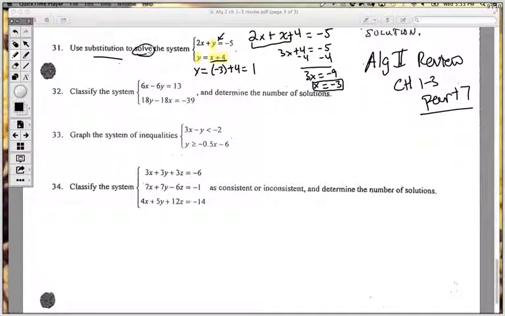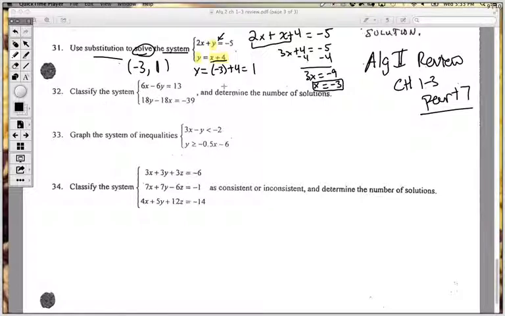Now, if it says solve the system, they're looking for an ordered pair, an xy coordinate. Let's see what that would give me. 1 for my y and negative 3 for my x. And that's it. That's all. Okay, let's look at the next one.